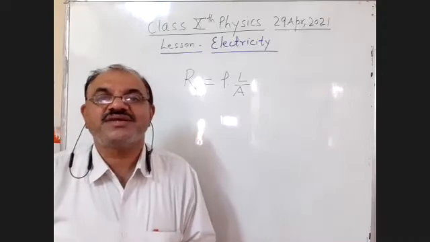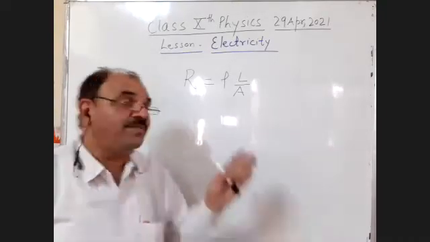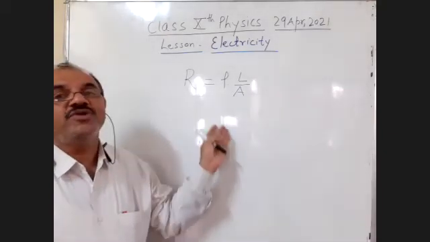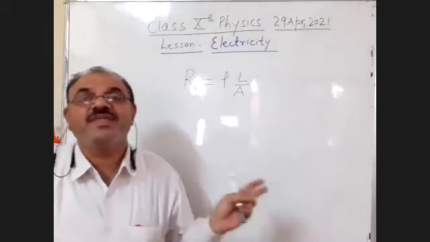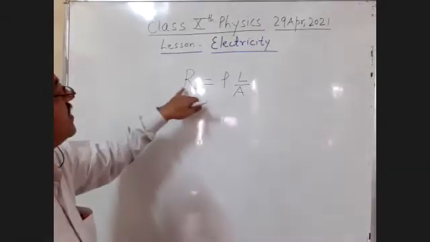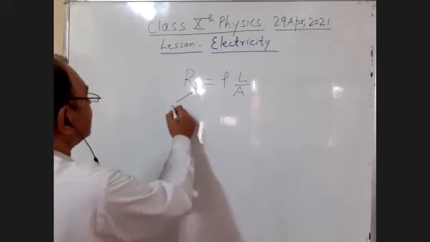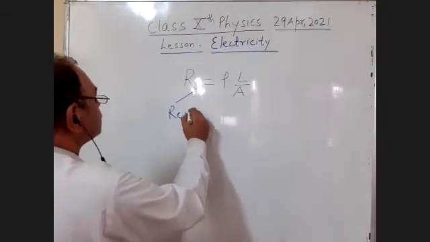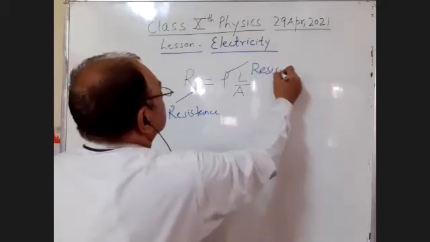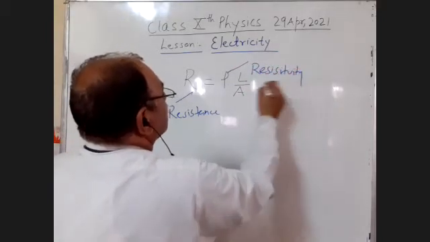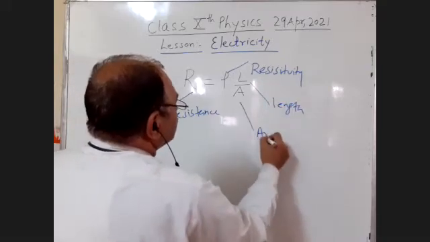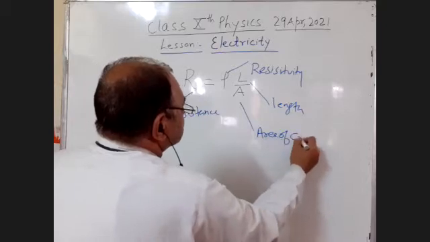What are the results that can be obtained by using this formula? This formula is self-explanatory in many ways. Here R is the resistance, as I already told you, and ρ is the resistivity. L is the length of the conductor, and A is the area of cross section.